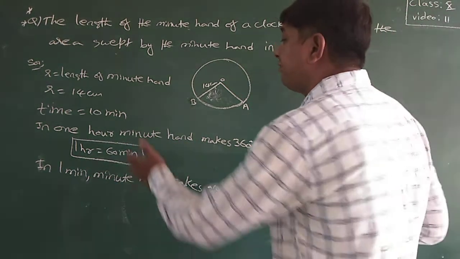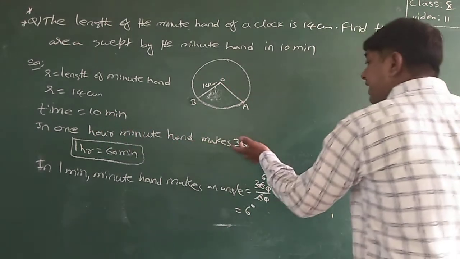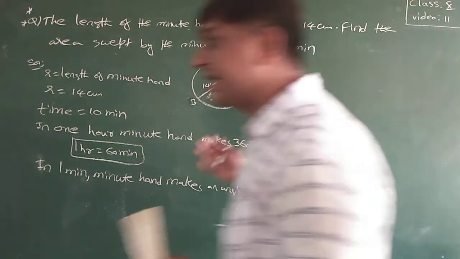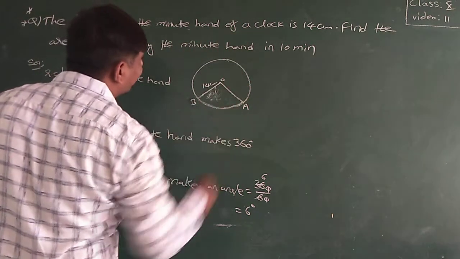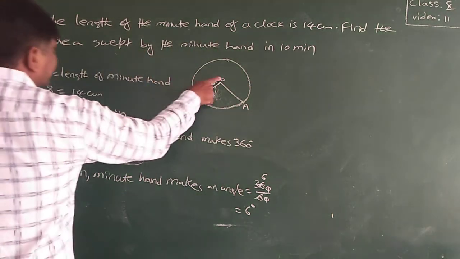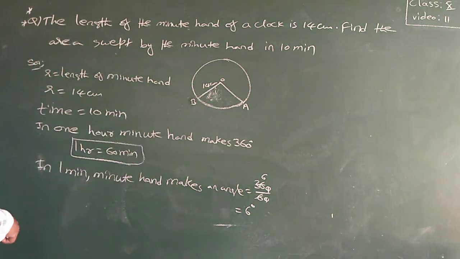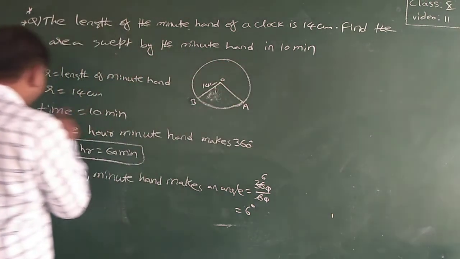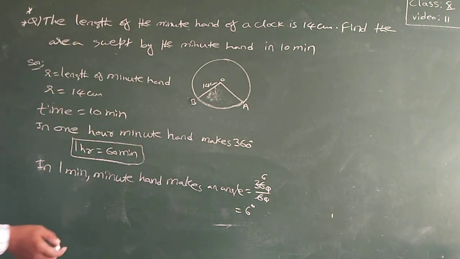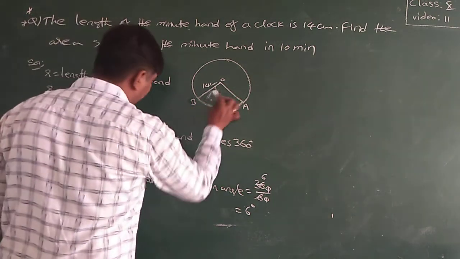Okay, in 1 hour the minute hand makes 360 degrees. Once again, without confusion, I will start the question. The length of the minute hand of a clock is 14 centimeters. That length is nothing but the radius. The time taken is 10 minutes. In 10 minutes, we need to find the area swept. Area means this one only.